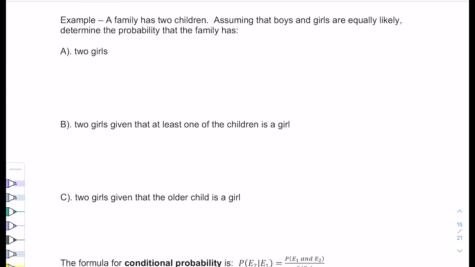In my next example, a family has 2 children. Assuming that boys and girls are equally likely, determine the probability that the family has 2 girls. Okay, so let's look at a tree diagram of this first. And we talked about tree diagrams in 11.4. So for the first child, you're either going to have a boy or a girl. And then the second child, you could also have a boy or a girl.